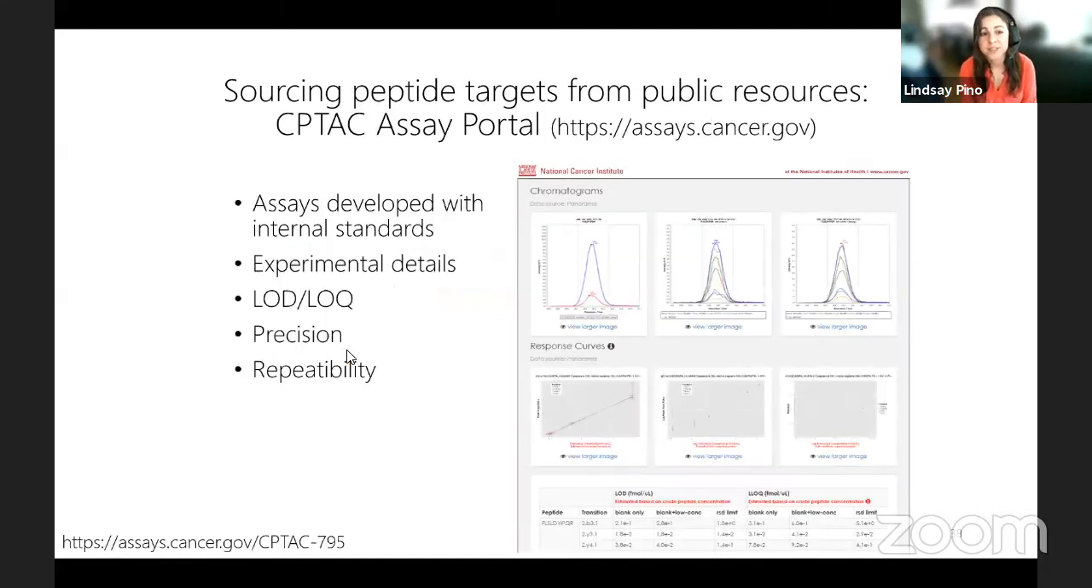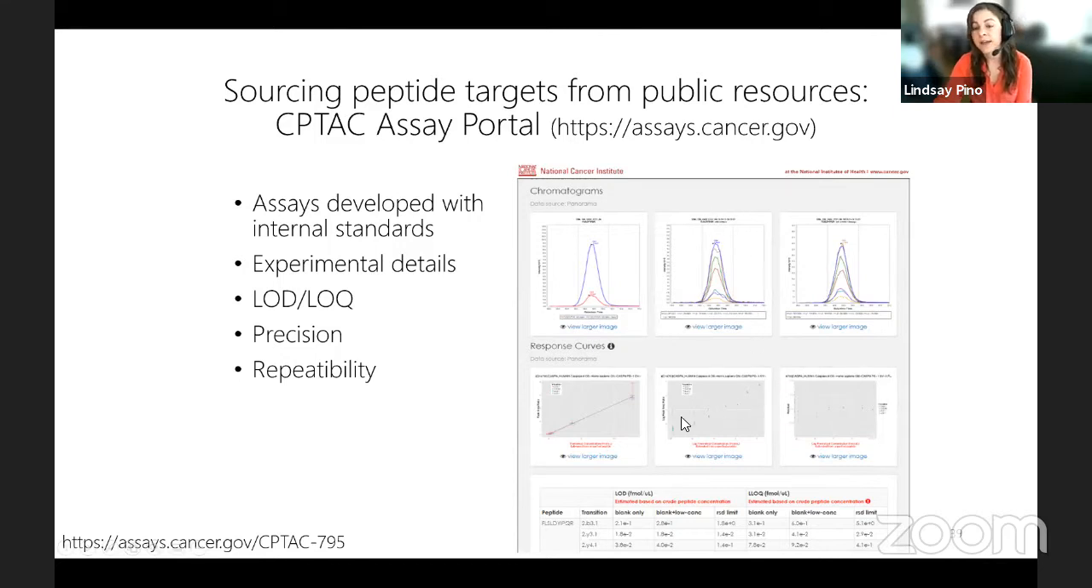You can use repositories such as the CPTAC assay portal from the National Cancer Institute, NCI. These are very well-defined proteins in this CPTAC portal, where you can see the chromatograms for different peptides.